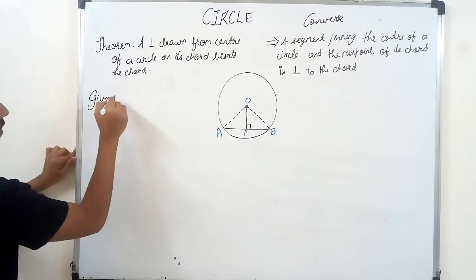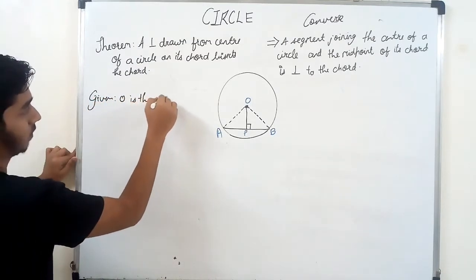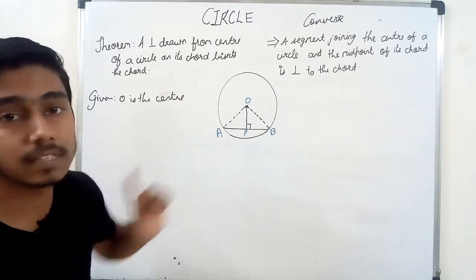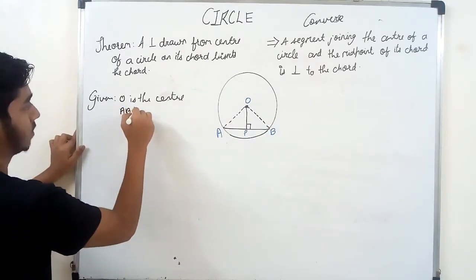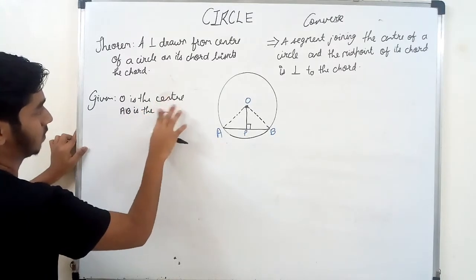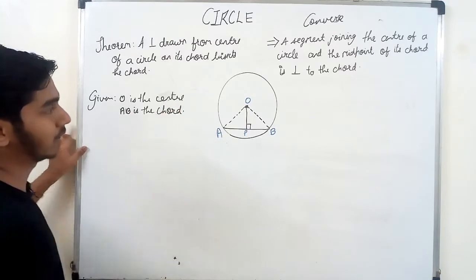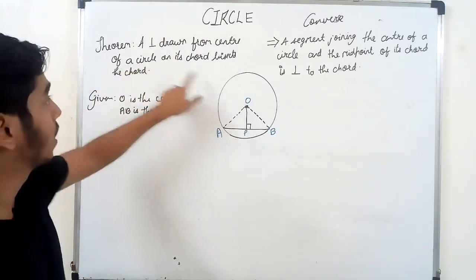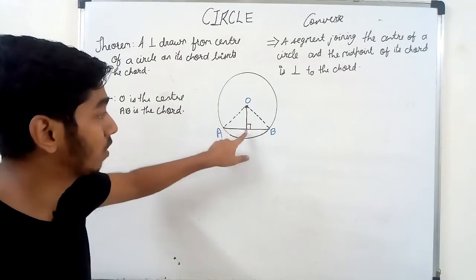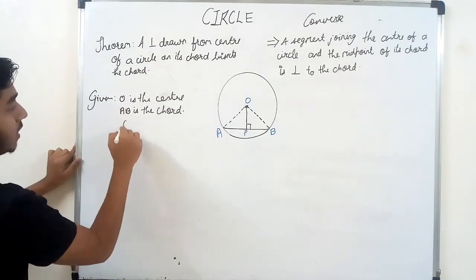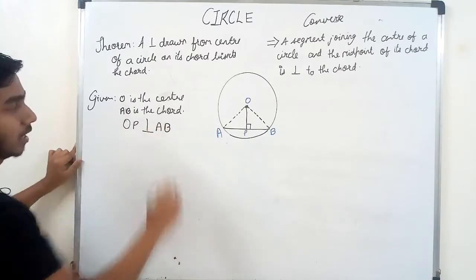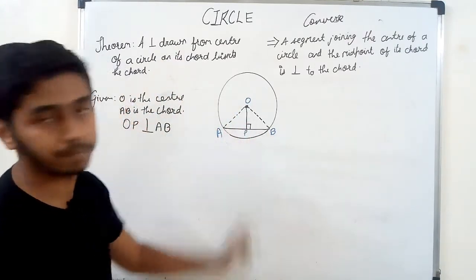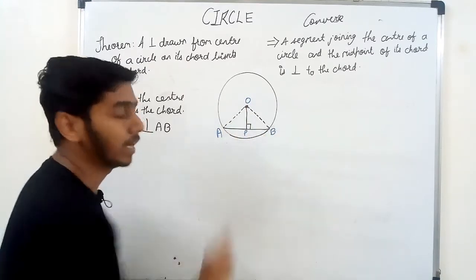O is the center. AB is the chord. And a perpendicular is drawn from the center of the circle on its chord, meeting at point P. So we'll write OP is perpendicular to AB, because it is said that the perpendicular is drawn from the center on the chord.